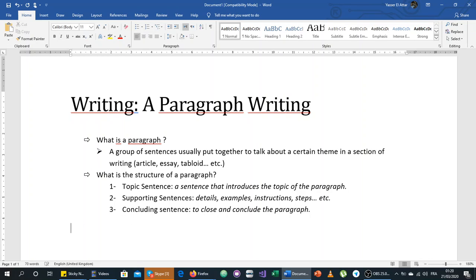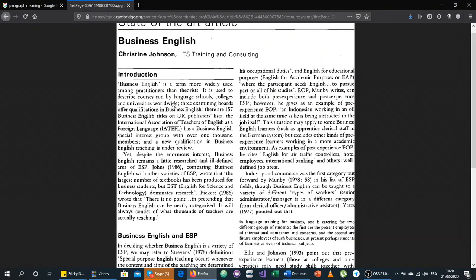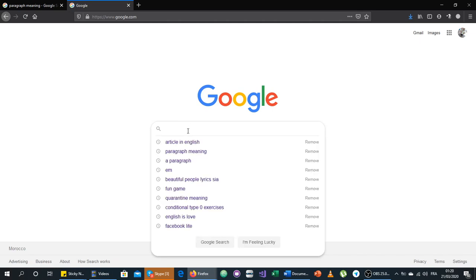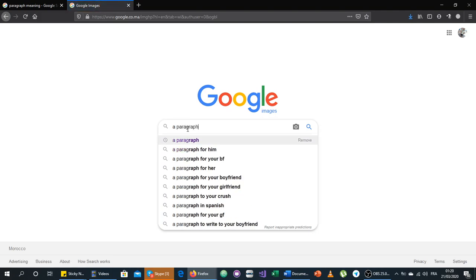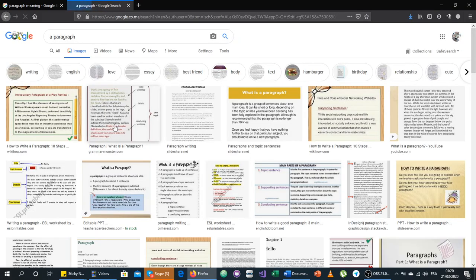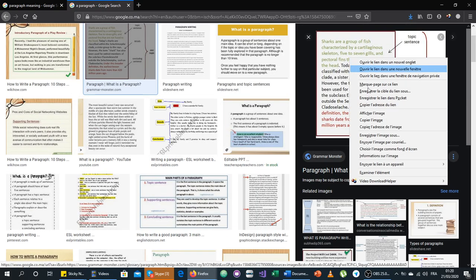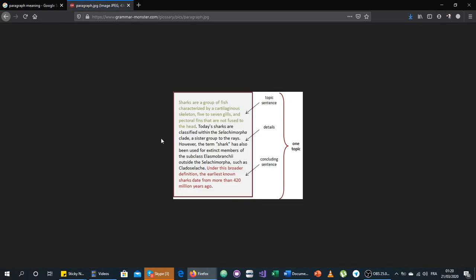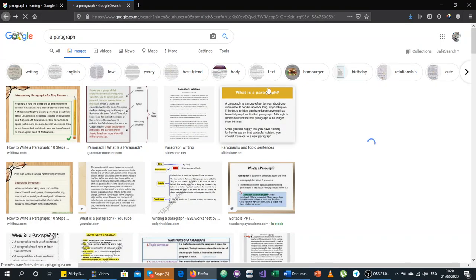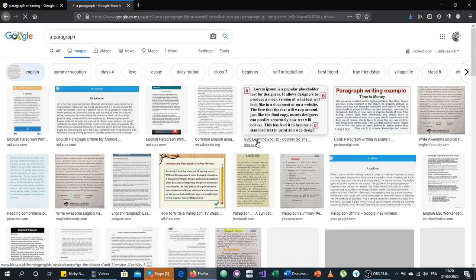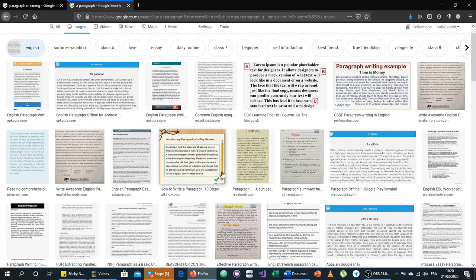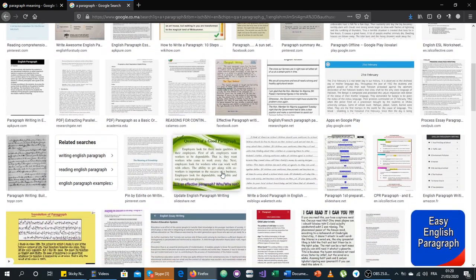Before we go to write a paragraph, I will just go back here and check on Google a paragraph, but in image. I think I have already checked that one. So I will just take this one. It's not very clear, I don't know why. Let's see here. I don't know why, but I have already seen something very nice in here.